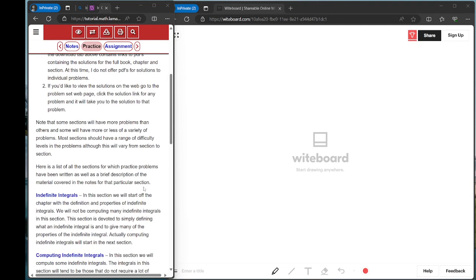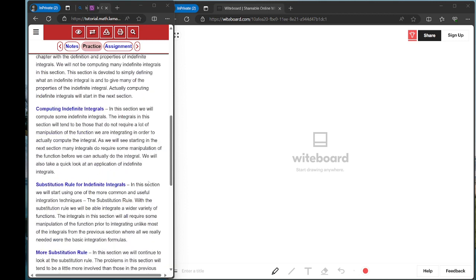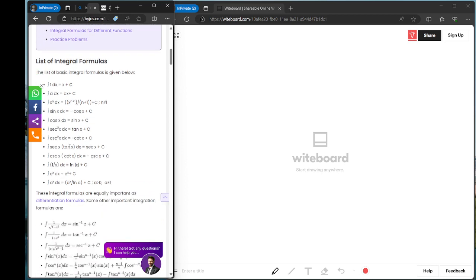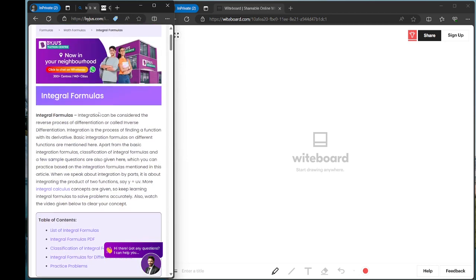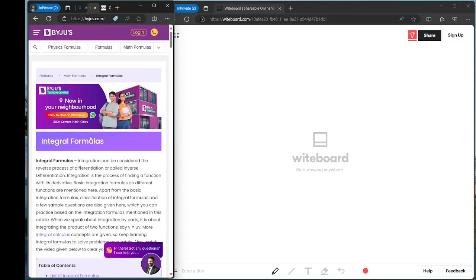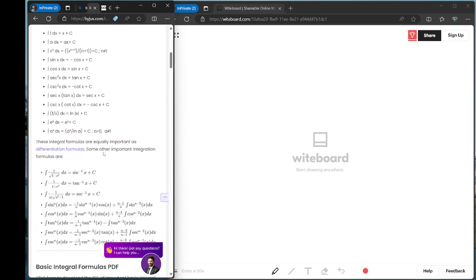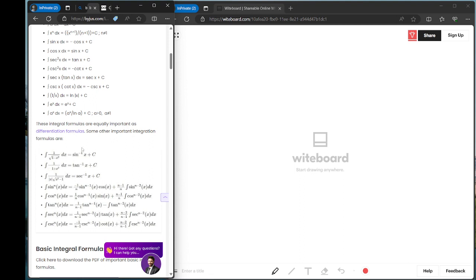So this time, we're going to solve substitution rules for definite integrals, and also we're going to use as reference this list of integrals from Byju's website, byjus.com. So this is the list of integrals that we can refer to if we want to solve integration problems.